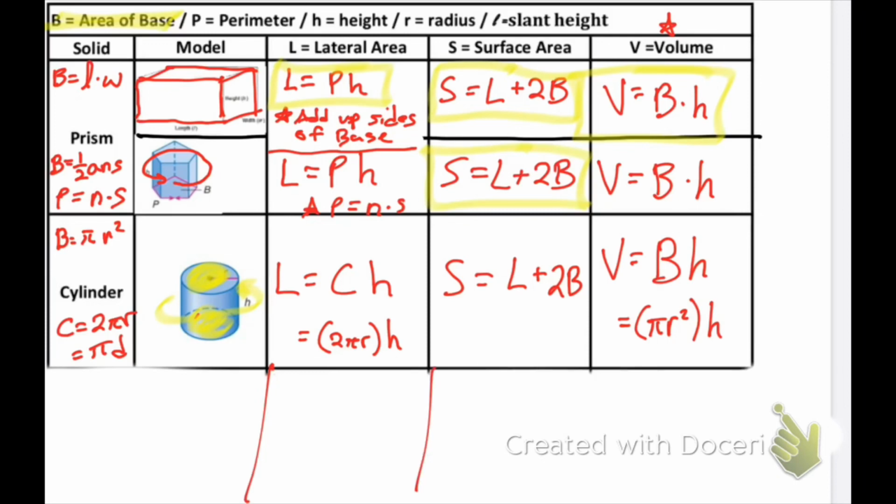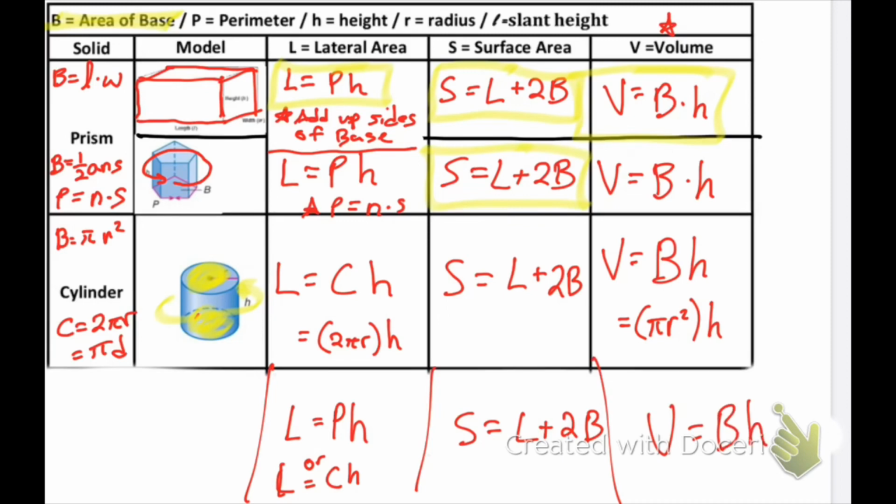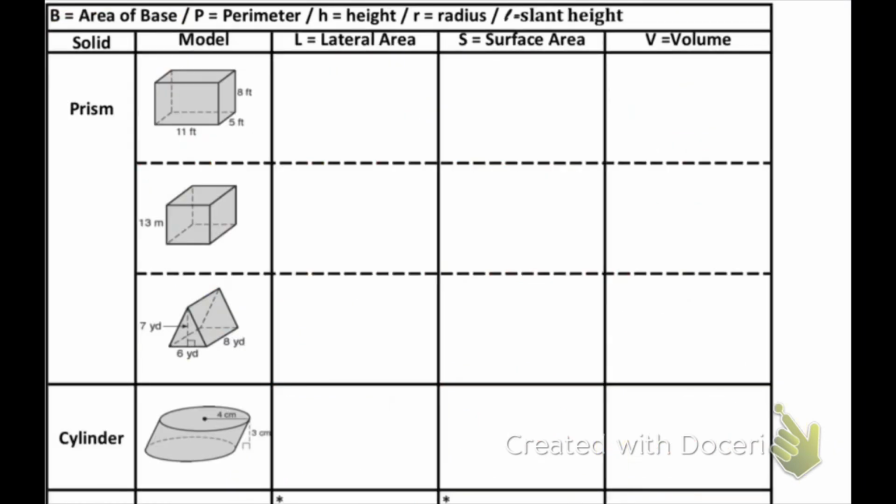So the key ones to know is that the lateral area is equal to the perimeter of the base times the height, or L is equal to CH. Surface area, L plus 2B, and the volume is equal to the area of the base times the height. Those are my key ones. You just have to know which shapes you're dealing with too, which cylinder or prism. Let's do a few examples.